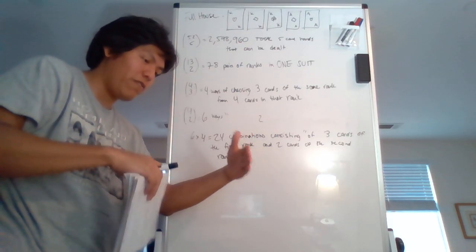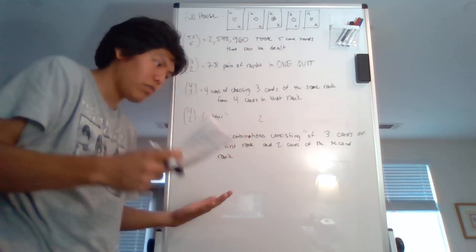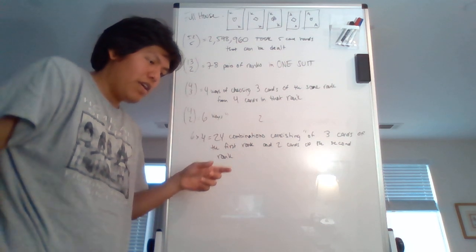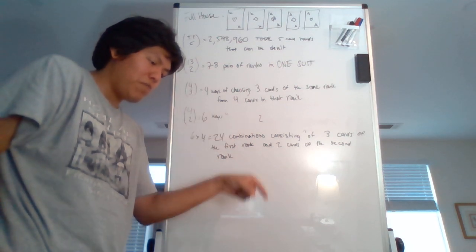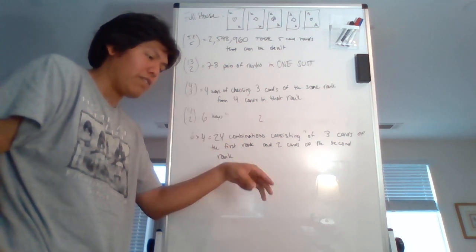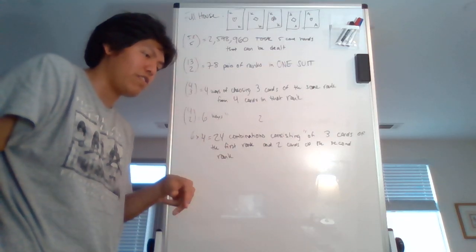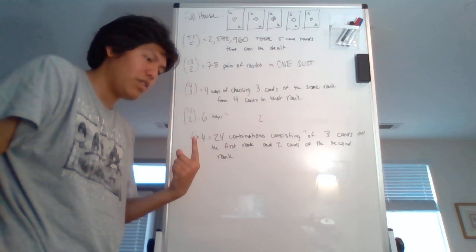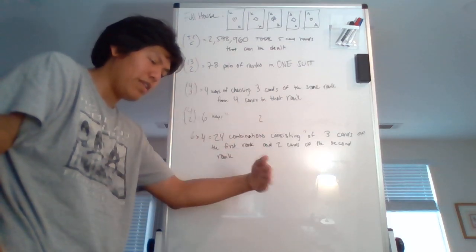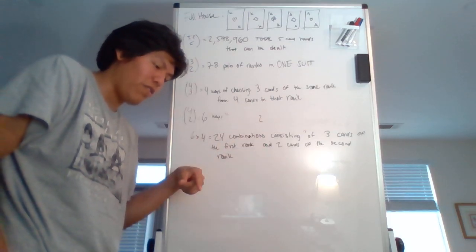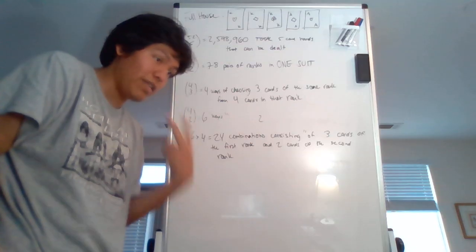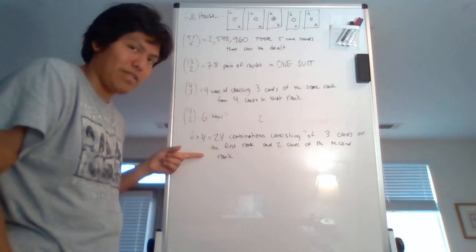There are 24 different ways to do that. What I mean by that is, if you take the king of spades, the king of clubs, and the king of diamonds, and then after that you take the queen of hearts and the queen of diamonds, that's 1 combination. Or you keep the 3 kings that you chose, and then you took the queen of hearts and the queen of clubs, that's a 2nd combination. That's what this is saying.